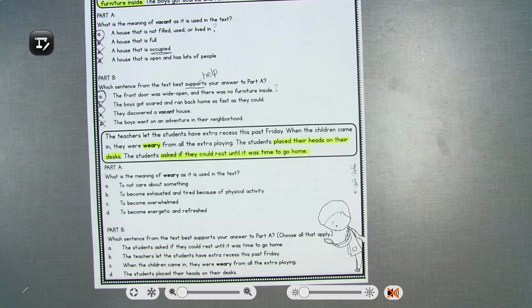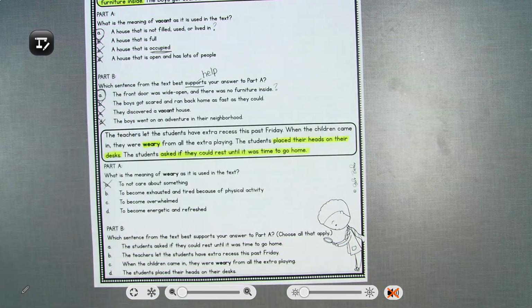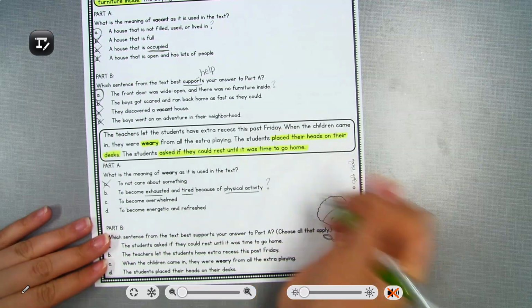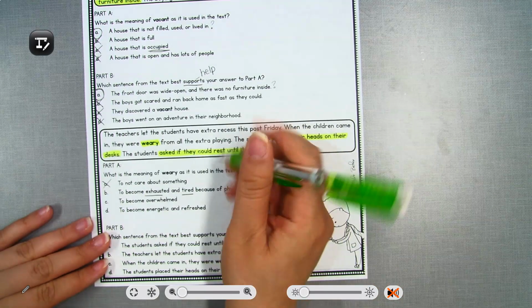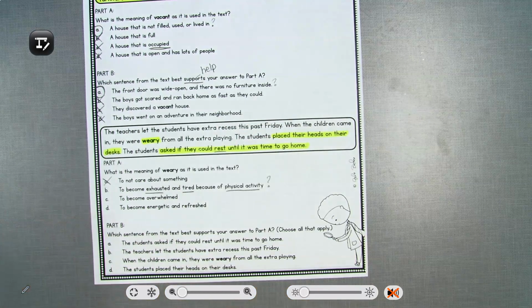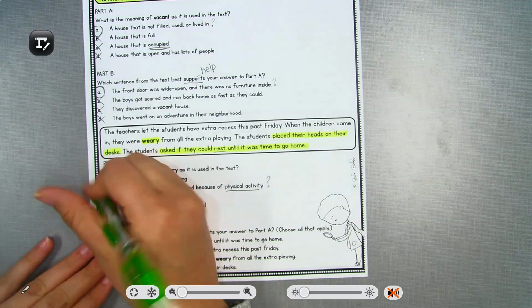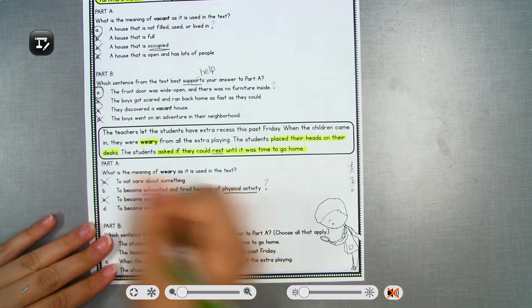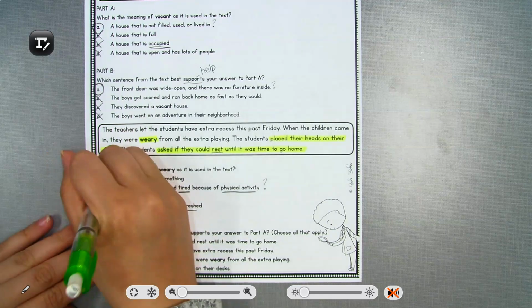We're on part A. What is the meaning of weary as it is used in the text? To not care about something. No, it doesn't tell us anything they don't care about. To become exhausted and tired because of physical activity. Maybe. Because it says they laid their heads on their desks. They wanted to rest. When you rest, it's because you're tired. Okay, so that could possibly be it. To become overwhelmed. So overwhelmed means you have a lot of stuff on your mind and you don't know what to do. So no. To become energetic and refreshed. Well, if they wanted to rest and lay their heads down, they are not refreshed or energetic. So B is our answer.